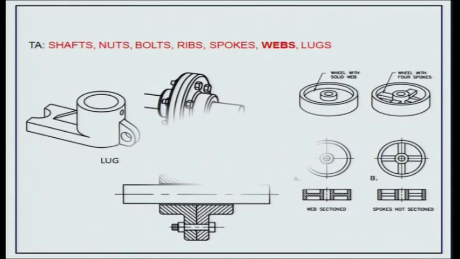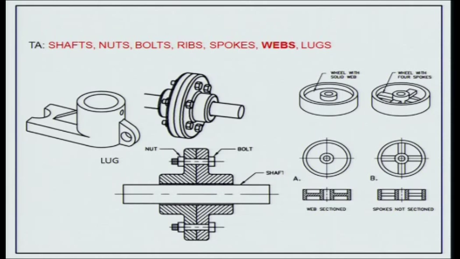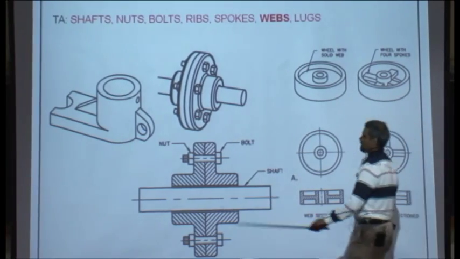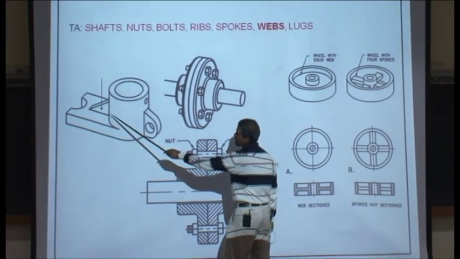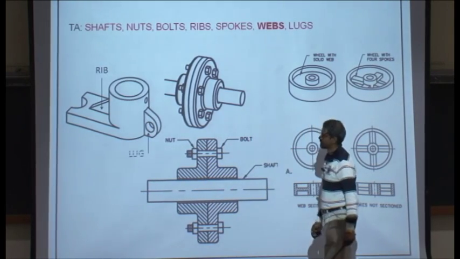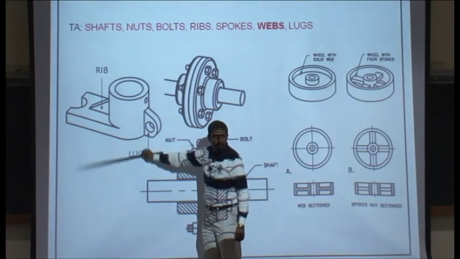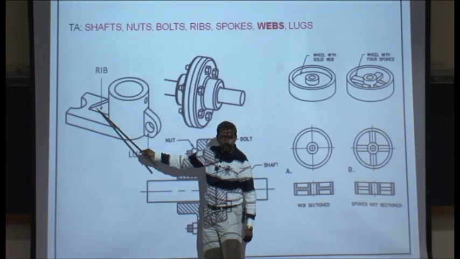This is important, and this is something that all of us follow or try to follow diligently. For clarity, standard parts are not sectioned even when cutting planes pass through them. Parts like shafts, nuts, bolts, ribs, spokes, I'm going to talk about webs and lugs. Different examples. This is an object with a rib and a lug. If you want to cut this object in two pieces, like so, you do not section the rib.